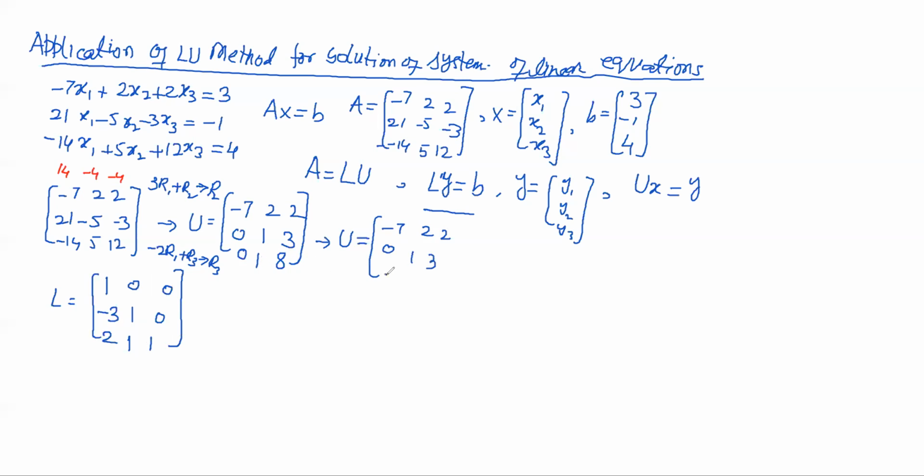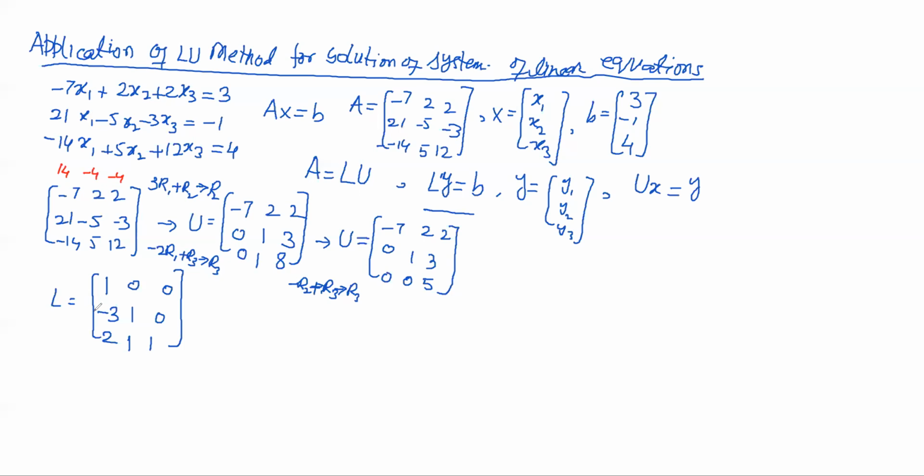So what I will do is apply a row operation: minus row 2 plus row 3, that will be the new row 3. So 1 minus 1 is 0, 8 minus 3 is 5. So this will be the upper triangular matrix. Upper triangular matrix is this, and lower triangular matrix is this, and then we can verify it as well. I will not do the verification here, but you can do it yourself: L times U will be equal to this A.